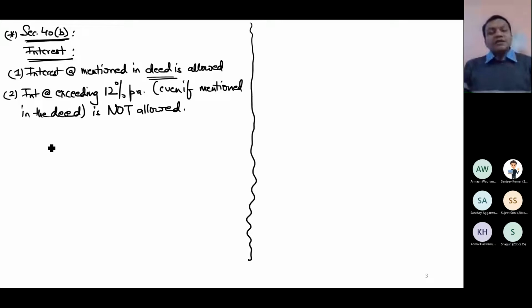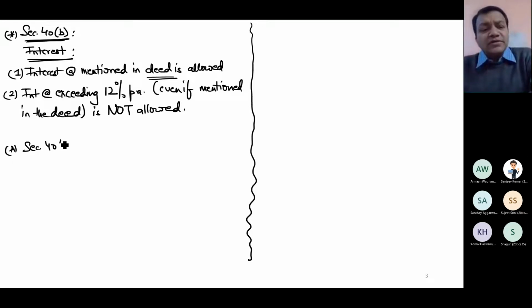If something is not mentioned in the deed, that much interest is never allowed. And even if the deed says something beyond 12%, then also that excess, even though mentioned in the deed, will not be allowed. This is the point which we have to learn for the interest: how much is disallowed under Section 40 clause B.